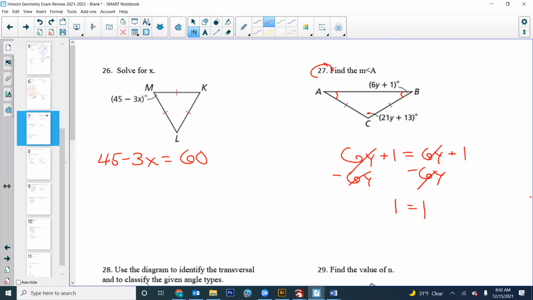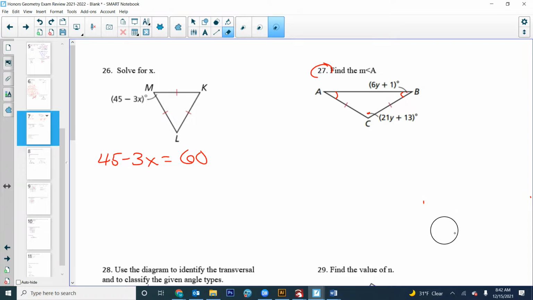1 equals 1. Does that help you? No. What does that mean? It means it doesn't matter what you plug in for y. These are always going to be equal. All real solutions. All real numbers. Can y be 100? Yeah. Can y be 1,000? Yeah. So did you get a solution? No. All right. So that's not the right way to do it. Let's figure out another way.